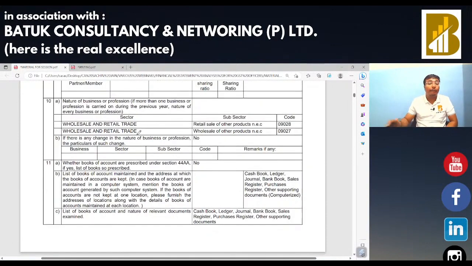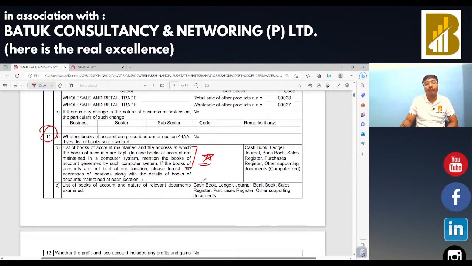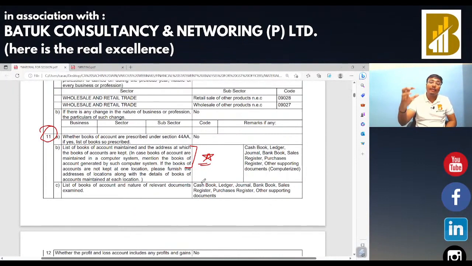Now, from point number 11, we get the idea of what type of books of accounts are maintained by the taxpayer: cash book, ledger, journal, bank book, sales register, purchase register, and other supporting documents, computerized. Suppose during your audit, when you demand the journal and ledger, please provide us the journal ledger. Or if the taxpayer says, sir, we are not maintaining the journal ledger, at that time you can say that it is mentioned in your form 3CD that you maintain the journal ledger and you need to provide the same. We need to be very much careful for that.